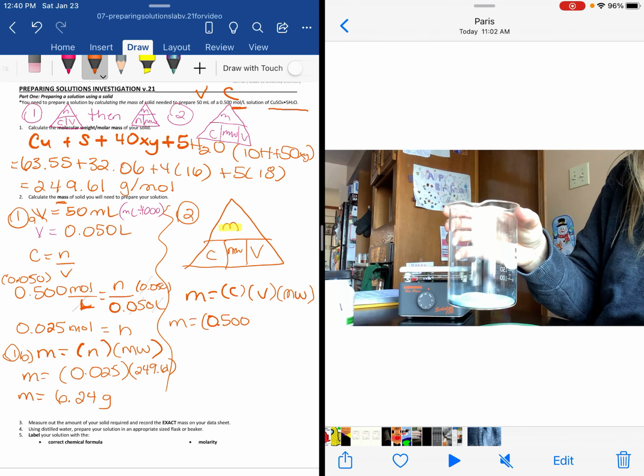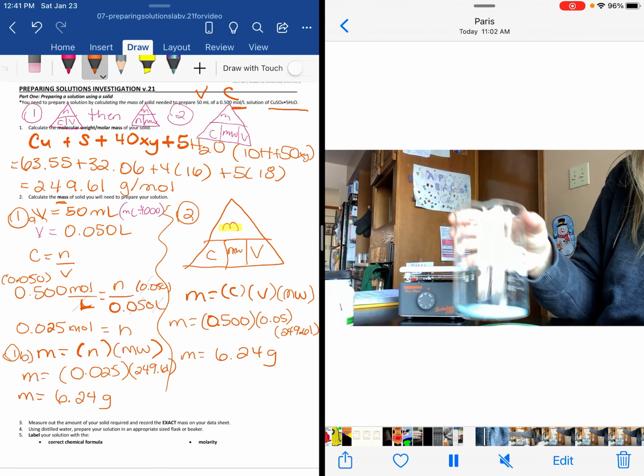I'm going to run out of room here, so I'm not going to put in the units, sorry. 0.05 liters times 249.61, which gives you 6.24 grams. Okay. All right, so you would measure out the 6.24 grams. You can see in the video on the right-hand side that that's there in the beaker.